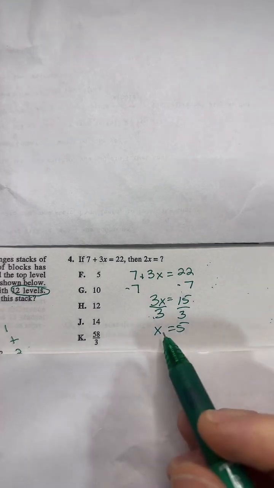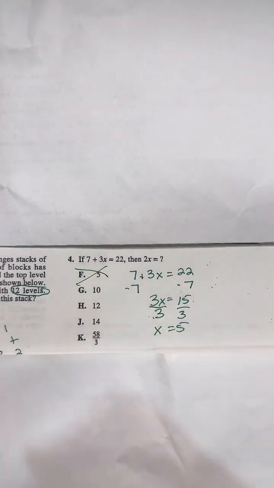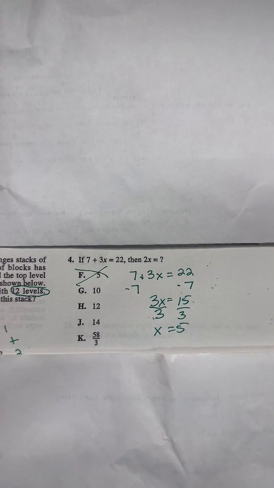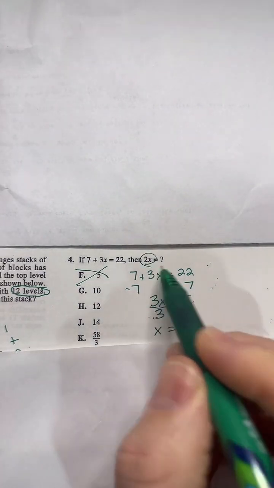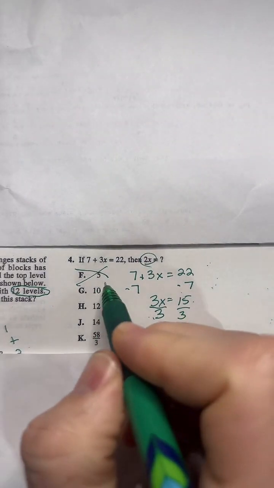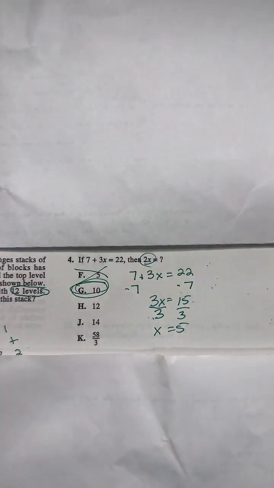So if x equals 5, do not select 5. That's not the question. The question is, what is 2x? So 2x is 10. Okay, 2x is 10.